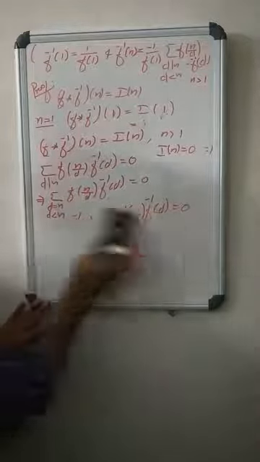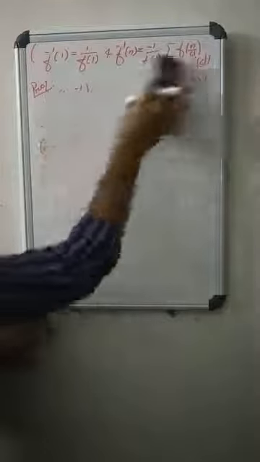Now, the set of all arithmetic functions f with f of 1 different from 0 always forms an abelian group with respect to the binary operation star. We already proved that the Dirichlet product star is commutative as well as associative. Then here f star g of 1 equals f of 1 into g of 1 and so on.